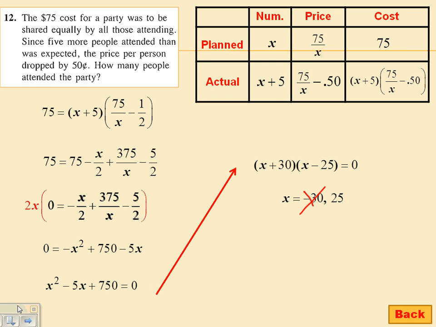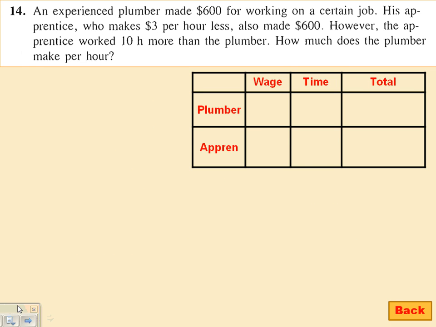How many people actually did come? I have to plug it back in here. So how many people did actually go to the party? 30 people. Okay, the last one.